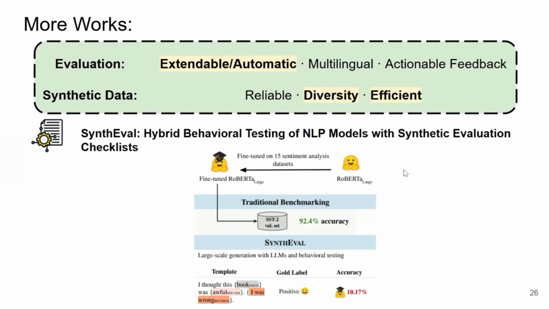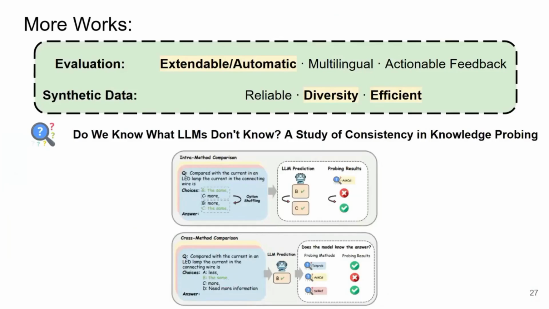And the second one is titled, Do We Know What LLMs Don't Know? A Study of Consistency in Knowledge Probing. Here in this paper, I study different kinds of knowledge probing methods. Knowledge probing is used to probe the LLM to check whether the model is certain or uncertain about the answer.